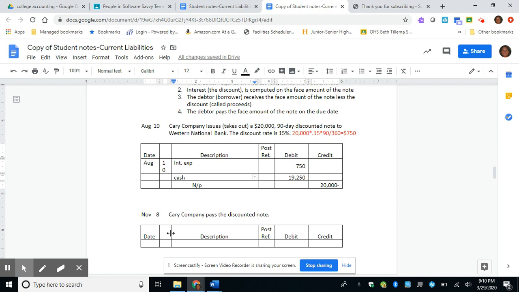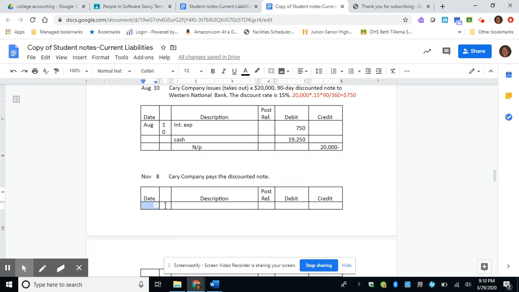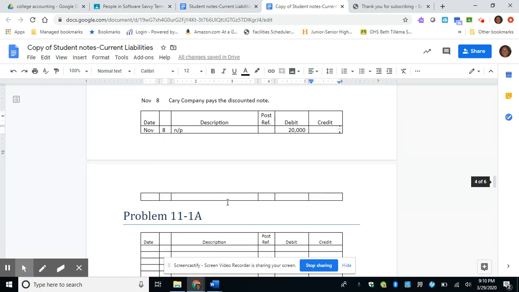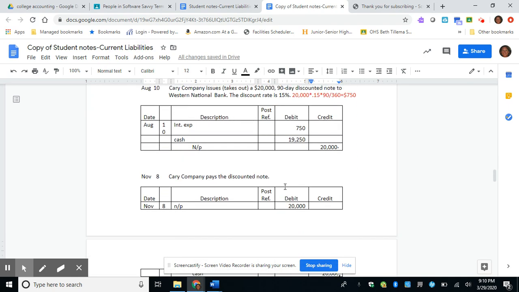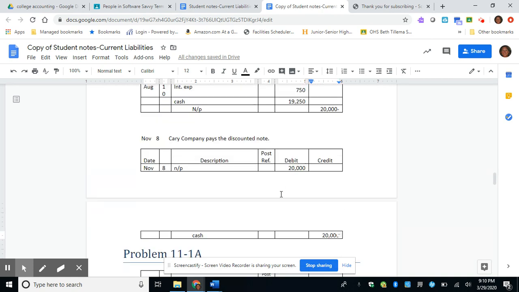So when the loan comes due on November 8th, it's a really simple transaction. You are simply going to pay off what you owe. You don't have to calculate any interest. So we have to clear out our notes payable of $20,000, and we are paying off our cash of $20,000. Since we calculated the interest at the beginning of the loan, we don't have to calculate anything now. It's only at the beginning. So this is all that I want to go through now.